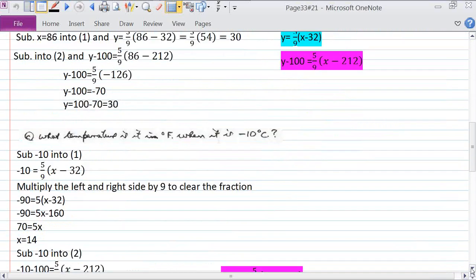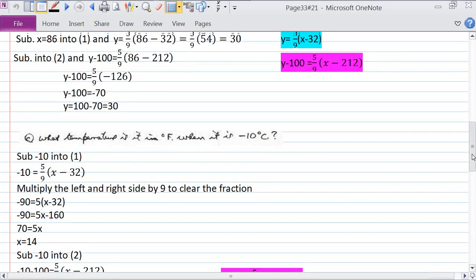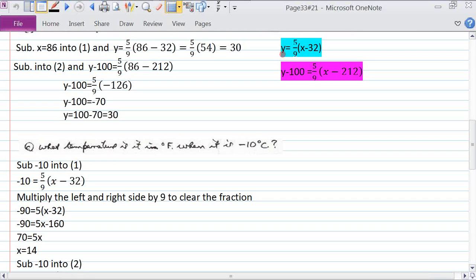Now, in part C, what we're asked to do is work the other way around. Given y, what is x? In other words, given a centigrade scale of minus 10 here, what is the equivalent Fahrenheit value? So I go back and substitute minus 10 into equation 1. Let's move this up a little bit. We're going to put minus 10 right here. Minus 10 equals 5/9 (x minus 32).